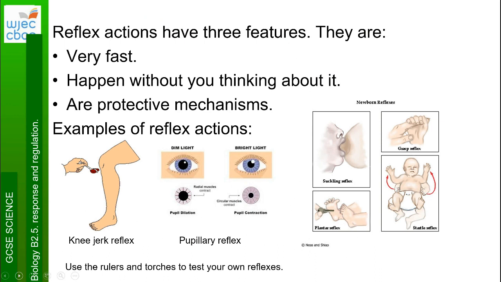The first one is that they are very fast. Obviously, they need to be fast because they are protecting you. They happen without you thinking about it, so they're involuntary responses, and they are protective. So a reflex action is very fast, it's involuntary, you're not deciding to do it, and it is a protective mechanism.